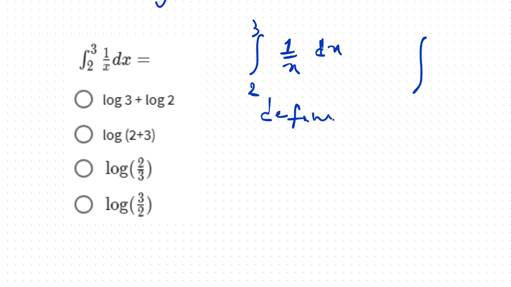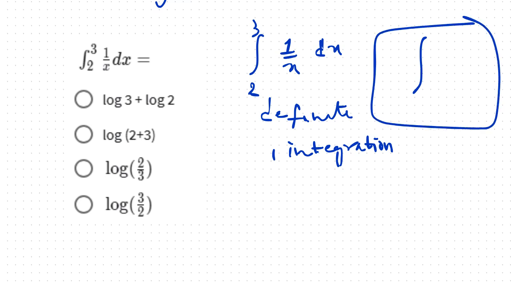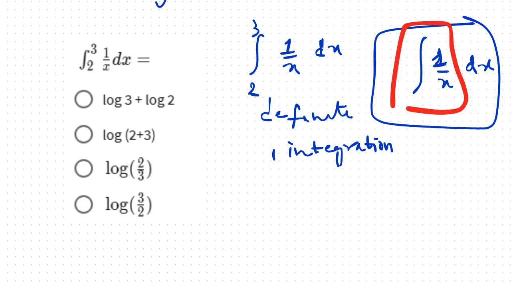So definite integration. How to solve this type of question is to treat it as you solve in indefinite. So there was, let's say, 1 by x. What is the formula? x to the power minus 1. Integral 1 by x, the answer will be the integration of 1 by x.